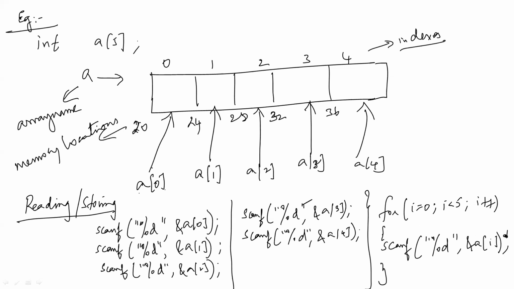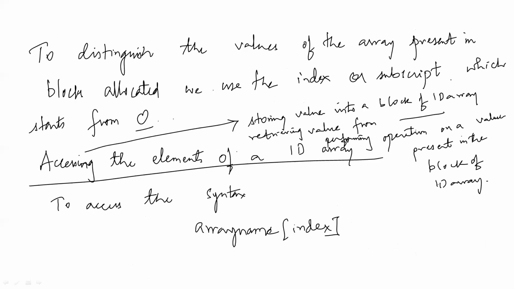Means when I is 0, value will be read into a of 0, maybe 7. When I is 1, value will be read into a of 1. Maybe 12, 15, 17. Maybe I have given the values like this. Dynamic we'll see later, sir. First, let us understand the static basic concept.